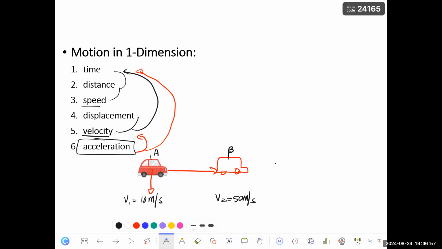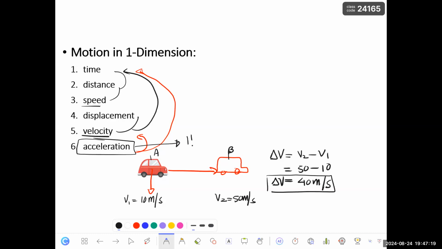Now, how much did the velocity change? So I'm going to say change in velocity, delta v, equals v2 minus v1. So v2 right now is 50 minus 10, and it's going to be 40 meters per second. That is my change in velocity. What is acceleration? Acceleration is how fast the velocity change happens. How fast the velocity changes.